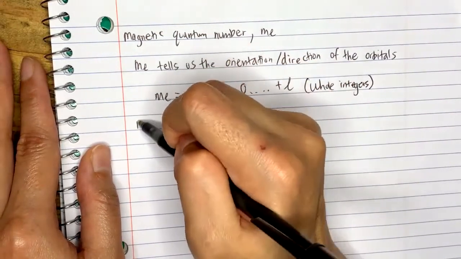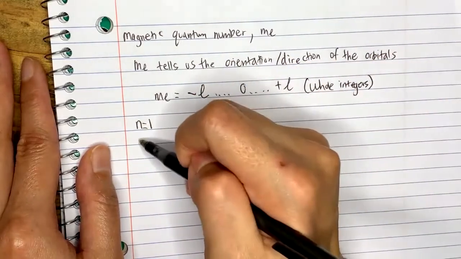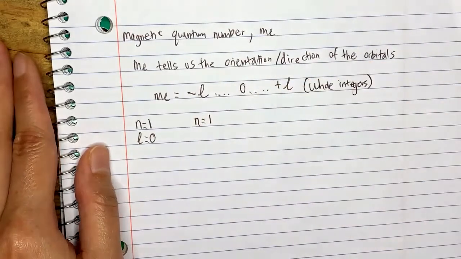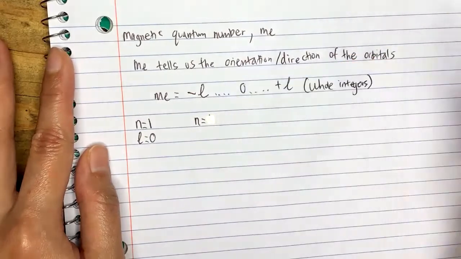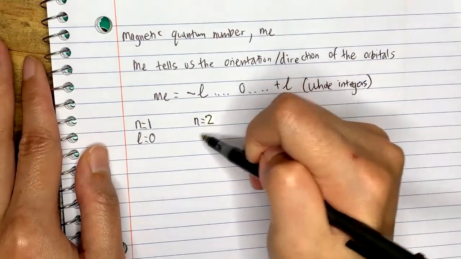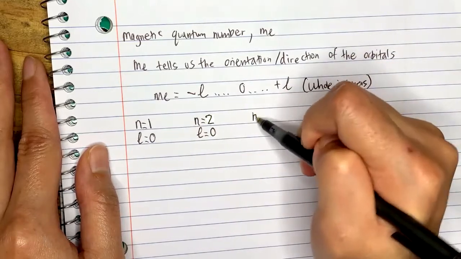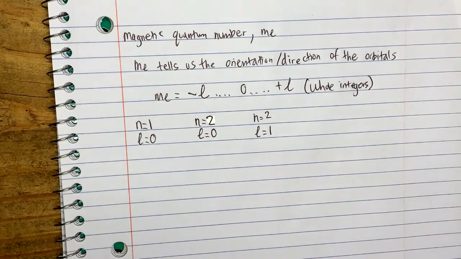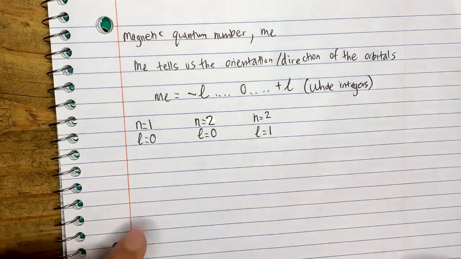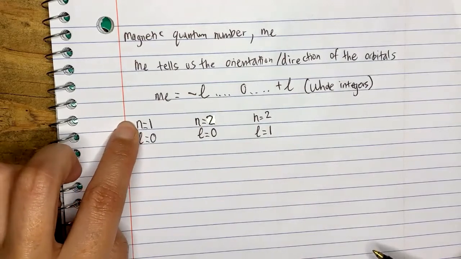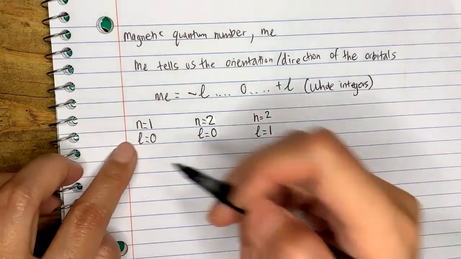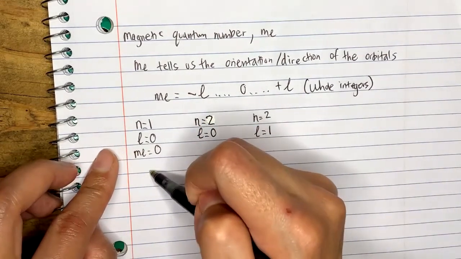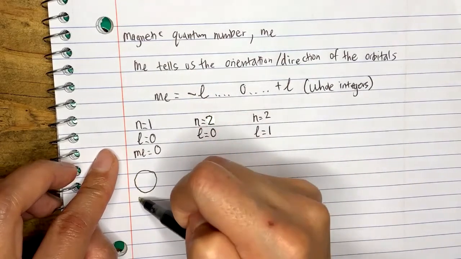So if N is 1, my L was 0. We said that. When N is 2, L was 1. Remember that? We stop there, and I'll do N is 3 in a little bit. So when N is 1, L can only be 0. If L is 0, what's my ML option? 0. So that means there's only one orientation of the 1s orbital.